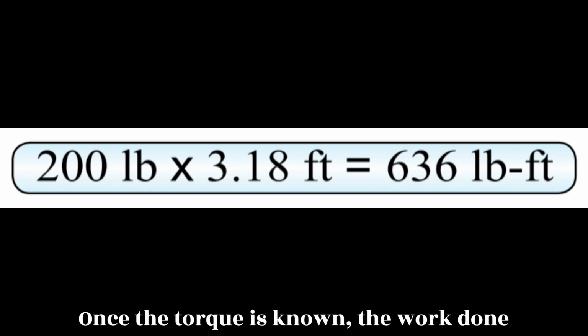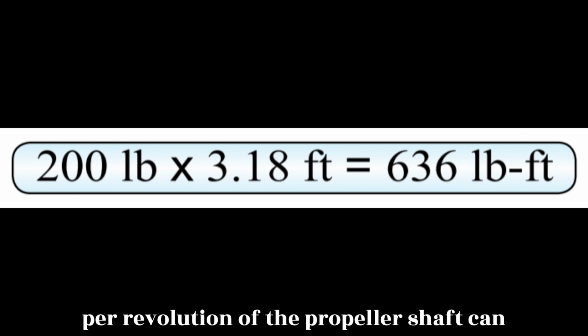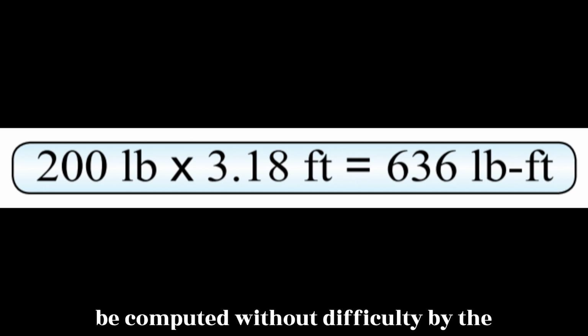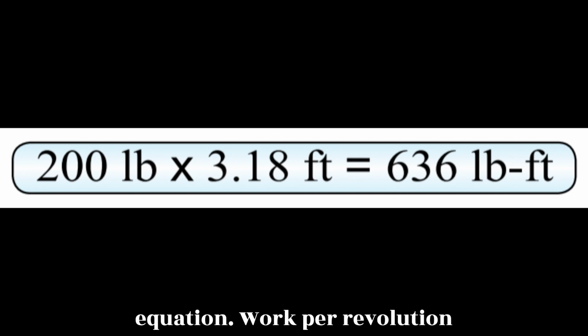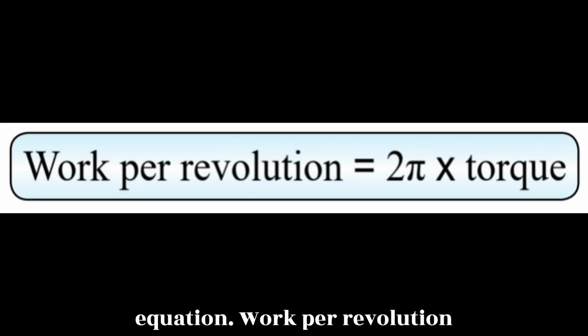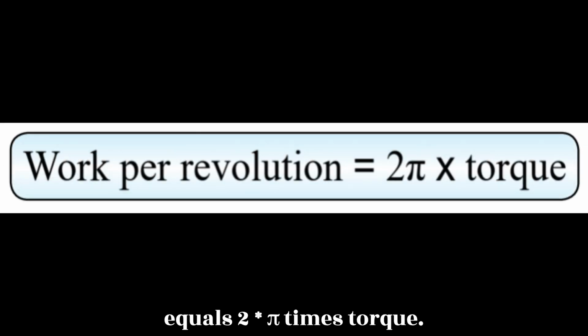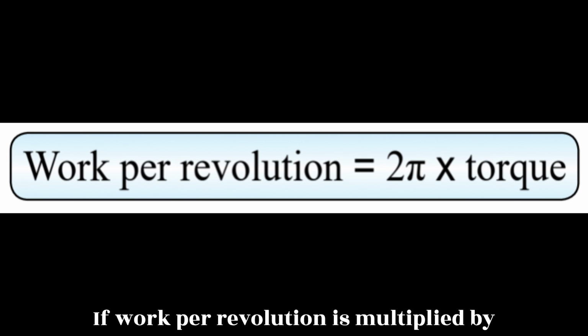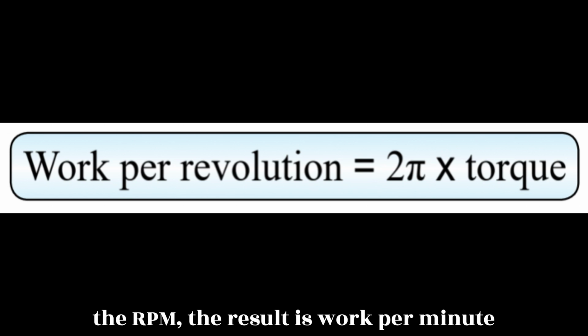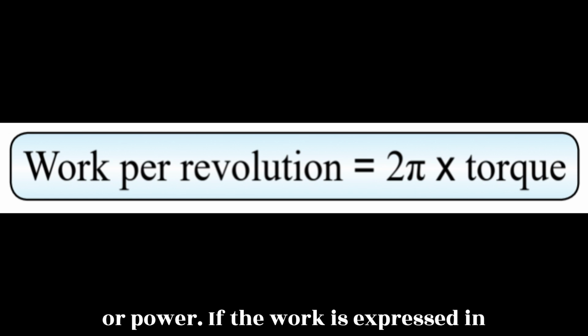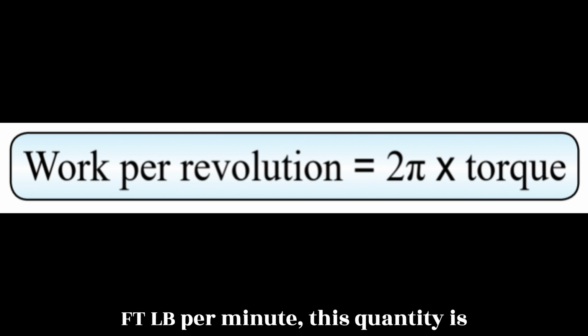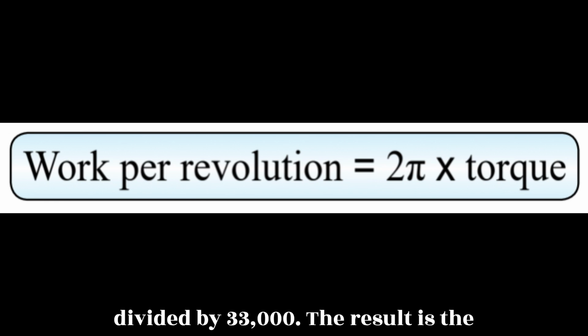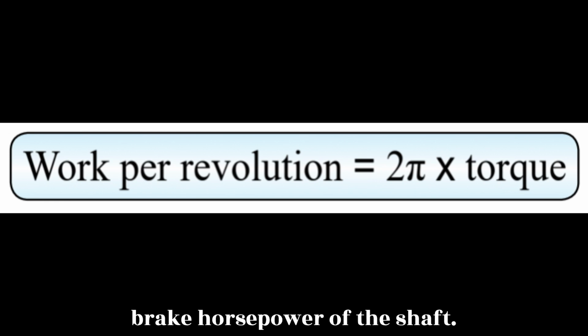Once the torque is known, the work done per revolution of the propeller shaft can be computed without difficulty by the equation: work per revolution equals 2 times pi times torque. If work per revolution is multiplied by the RPM, the result is work per minute, or power. If the work is expressed in foot-pounds per minute, this quantity is divided by 33,000. The result is the brake horsepower of the shaft.